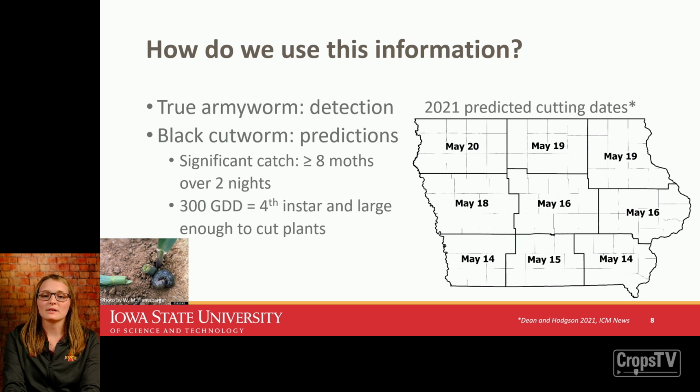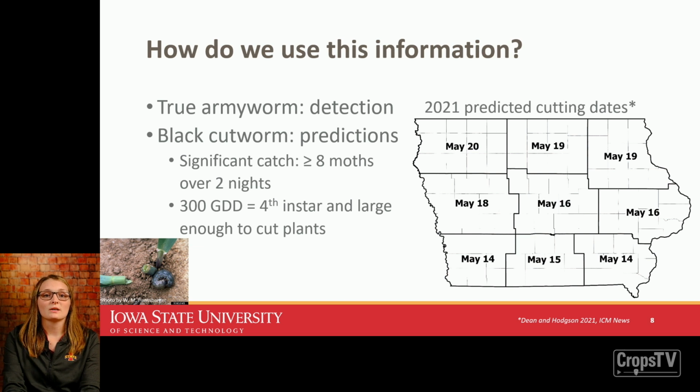For true armyworm, it's essentially just detecting when and where the moths are occurring in Iowa. For black cutworm, we can actually make predictions because there is a trapping threshold that says that a significant catch occurs when 8 or more moths are caught over a 2-night period. And this type of a threshold does not exist for true armyworm, which is why we can't make predictions based on true armyworm moth captures.